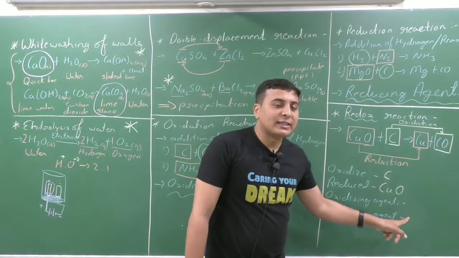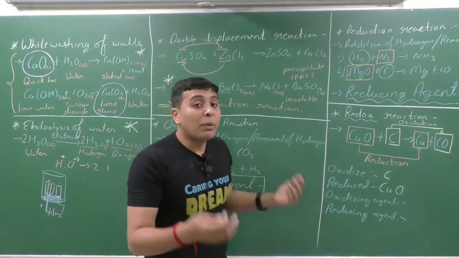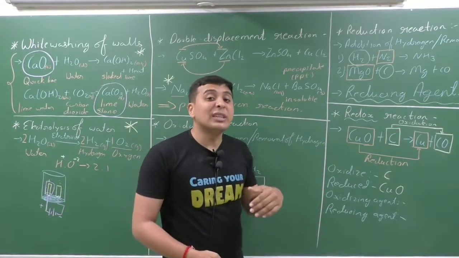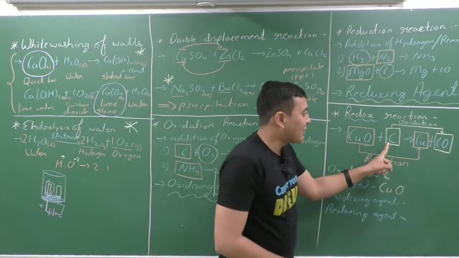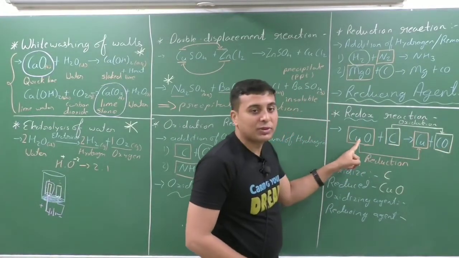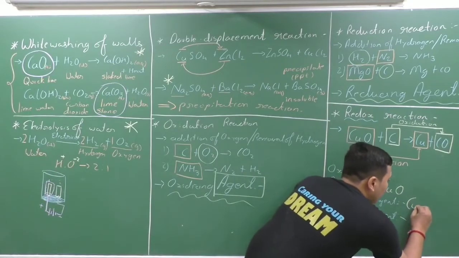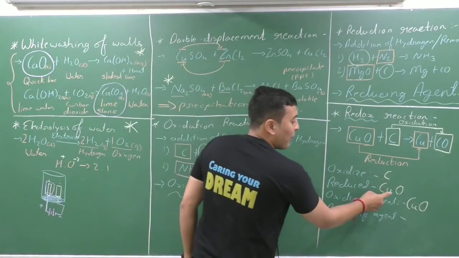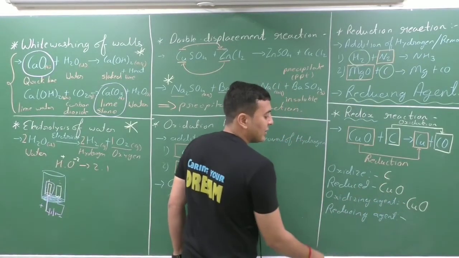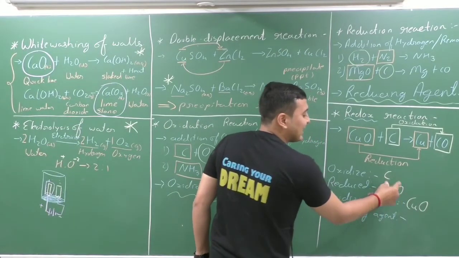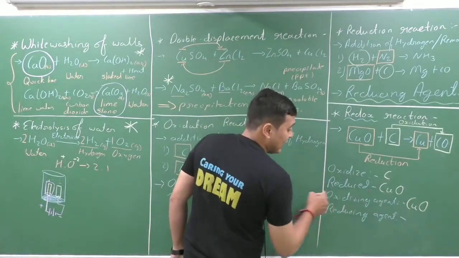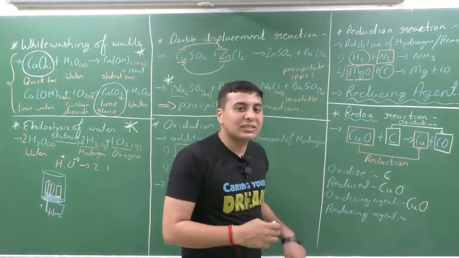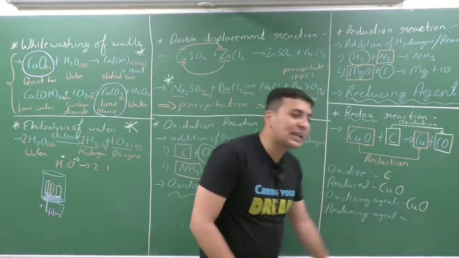Now the oxidizing agent. What do we mean by oxidizing agent? The compound which gets reduced itself but oxidizes the other. See, carbon is getting oxidized because of copper oxide. So the oxidizing agent will be copper oxide. See the definition: the compound which gets reduced itself but oxidizes the other. Because of copper oxide, carbon is getting oxidized and copper oxide is getting reduced. So copper oxide gets reduced itself but oxidizes the carbon. So it is known as the oxidizing agent.